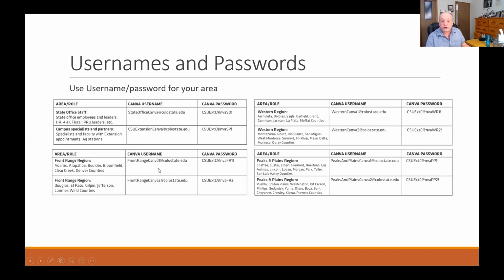It's really easy to share between folders within an account. So in this example, within Front Range Canva 1, it's a little bit more difficult to share documents in Canva from 2 other accounts. The best way to do that is to use the share button in the upper right-hand corner, and we'll get to that a little bit later. So here are the usernames and the Canva passwords. Just find your role and where you are in one of these 4 graphs, and then use the username and the password.